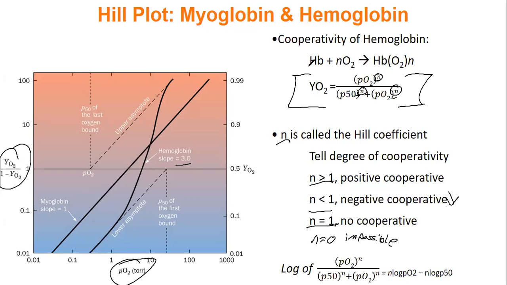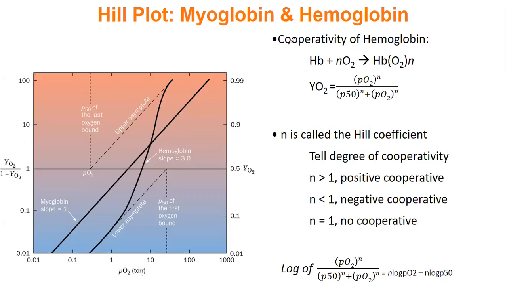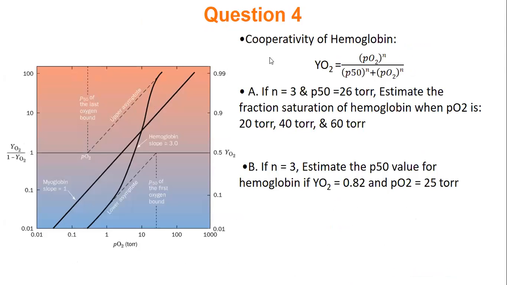Any questions about the idea of a Hill plot or a Hill coefficient? And you don't have to memorize hemoglobin's 3. You just have to know what greater than 1 means, what less than 1 means, or what equal to 1 means. Right? So if we don't have any questions on that, we can move on.